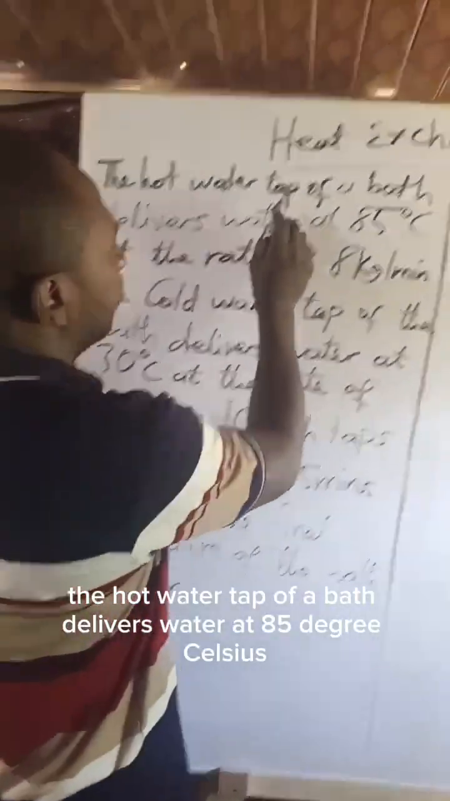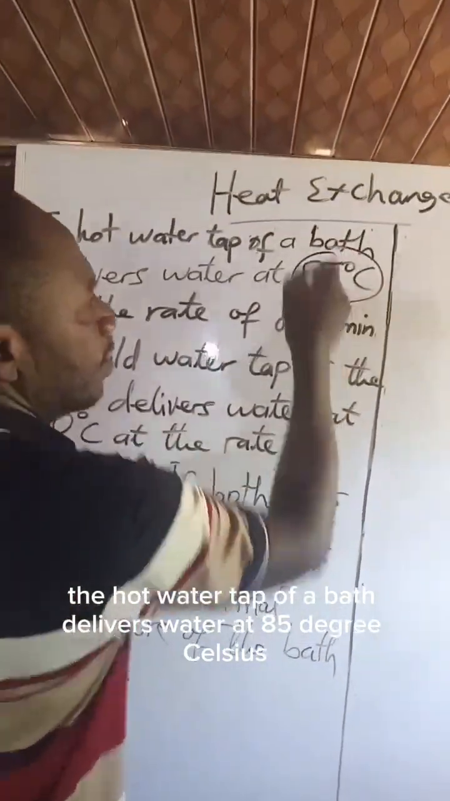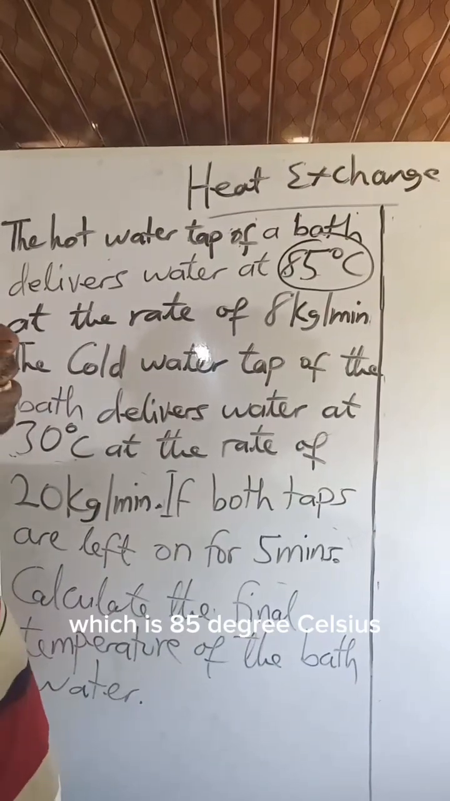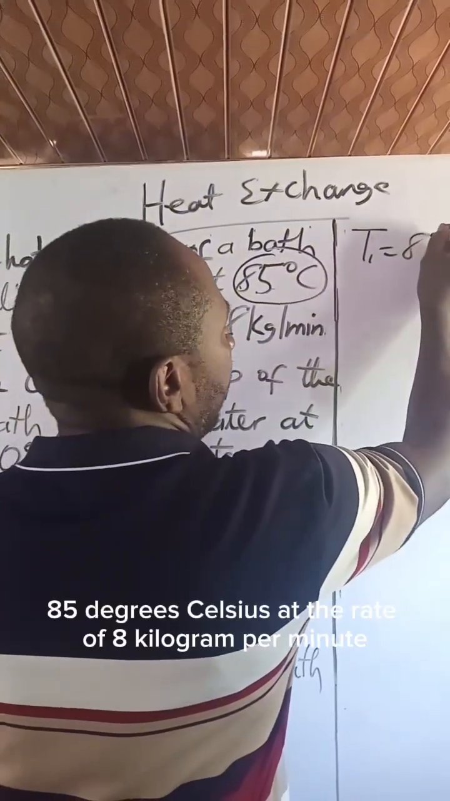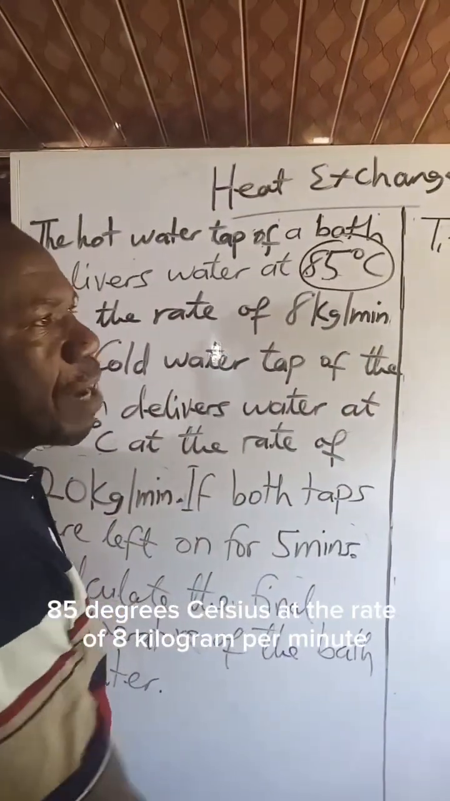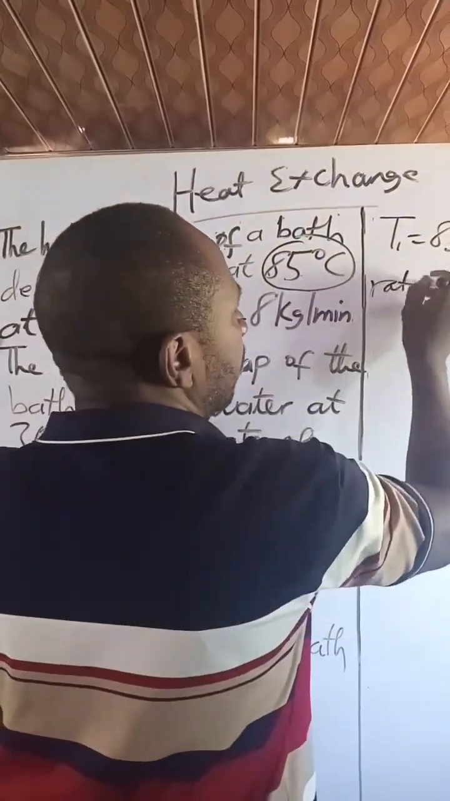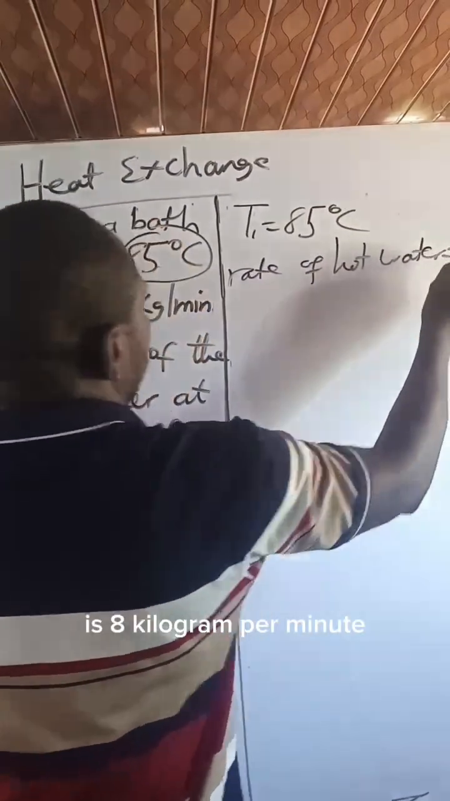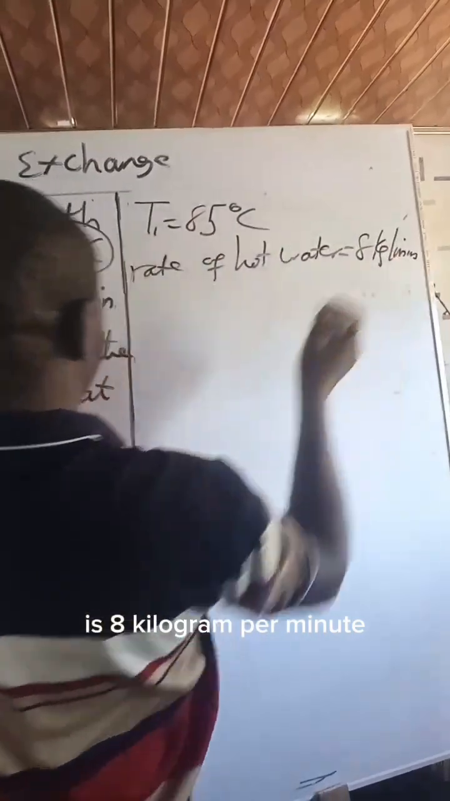The hot water tap of a bath delivers water at 85 degrees Celsius. So this is the temperature for the hot water, which is 85 degrees Celsius. Let's make it T1, 85 degrees Celsius, at the rate of 8 kilogram per minute. So this is the rate at which the hot water was flowing. So the rate of hot water is 8 kilogram per minute.